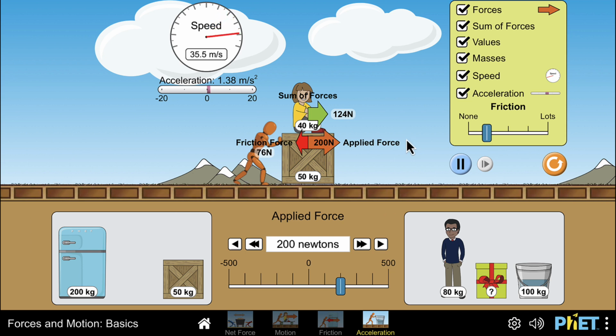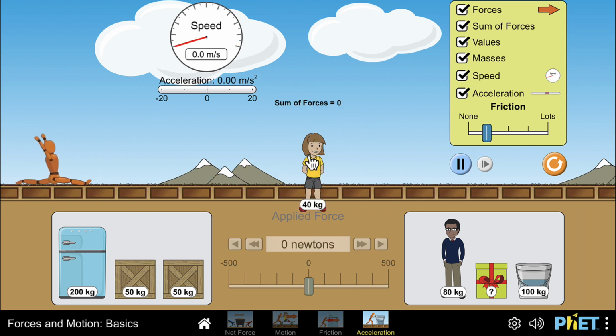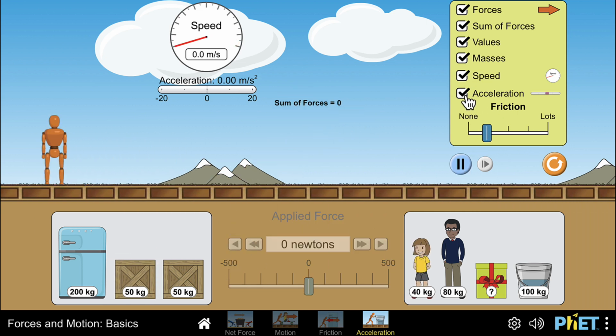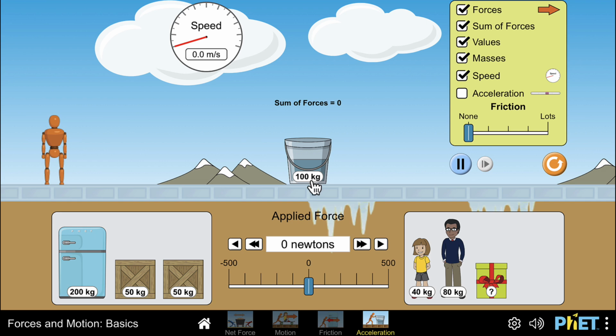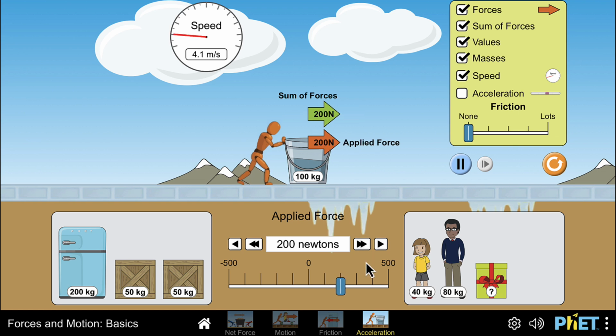You could also do it level by level. For example, start without the acceleration and start without friction. And I would also recommend you start with this 100 kilograms. Why? Because it's easy to divide by 100. Now make your force, make it whatever you want. Let's say 200, divide by 100, check, did you get the acceleration correct?